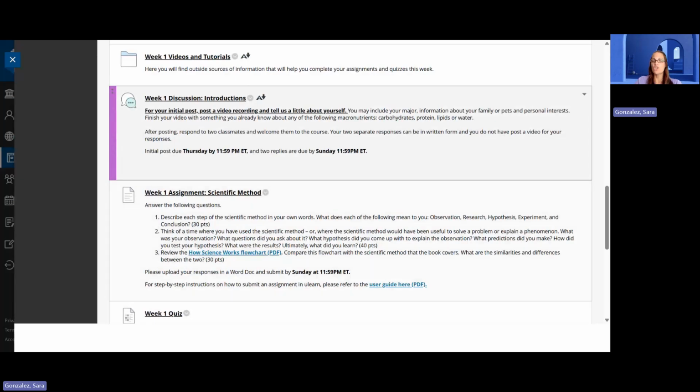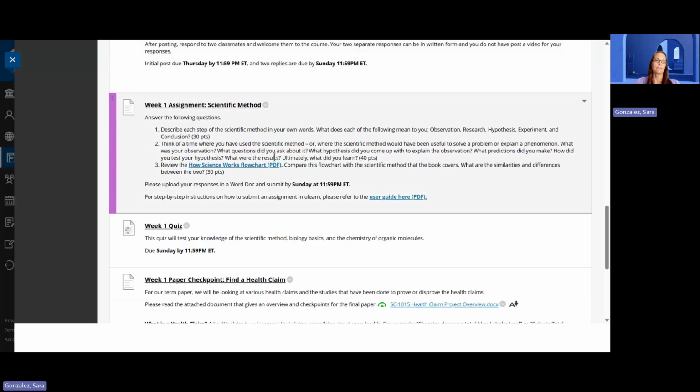Share whatever you're comfortable with: the degree you're studying, family or a job, personal interests. Then also state what you know about one of the following: carbohydrates, proteins, lipids, or water. After that, you're going to respond, not through a video but by typing, to 2 of your classmates. You don't have to post a video for it. Your initial video recording about yourself and one of those macronutrients is due by this coming Thursday. Your 2 follow-up responses are due by Sunday.